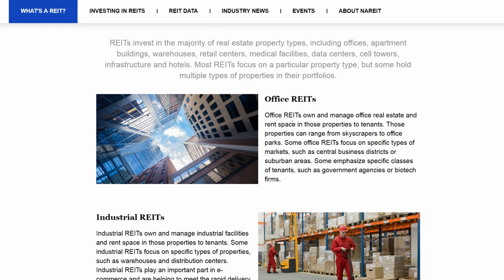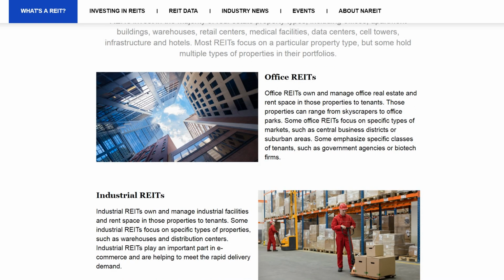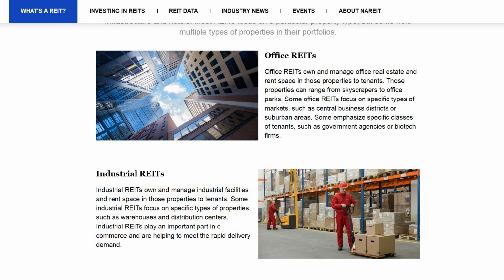Office buildings, for example, would be a type of REIT that you could invest in. And if you've ever been to Chicago or New York, where you're seeing skyscraper after skyscraper, you can invest in these types of real estate investment trusts. Another example would be an industrial REIT. Now, with e-commerce ever growing, with Amazon taking over the world, I see a lot of potential going forward with Amazon and with industrial REITs.